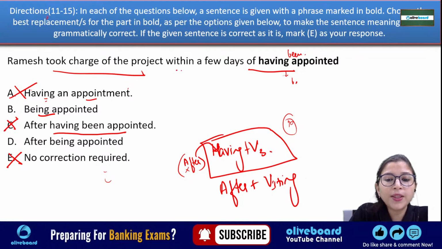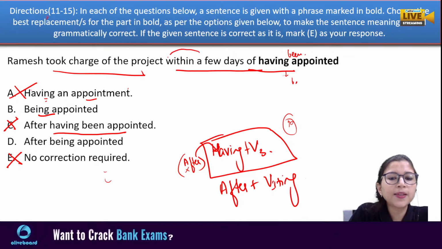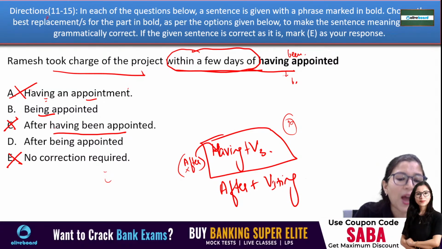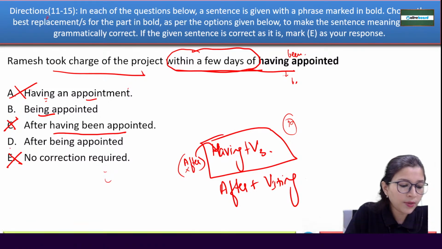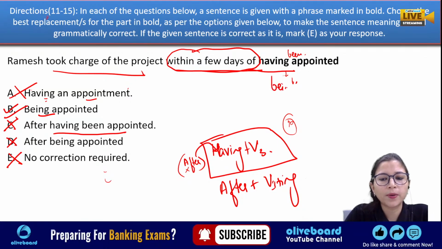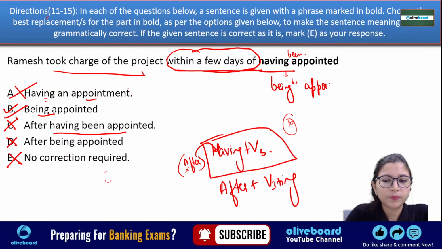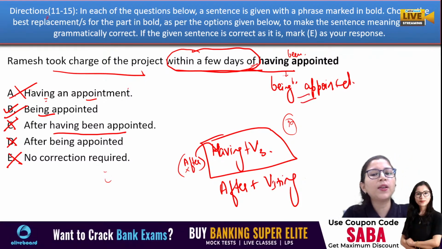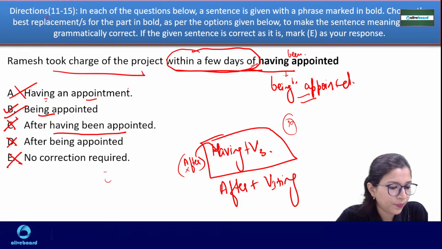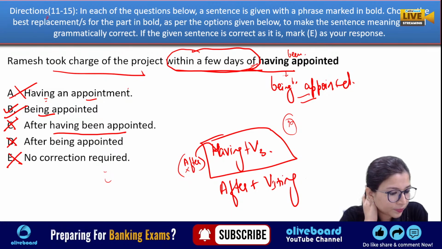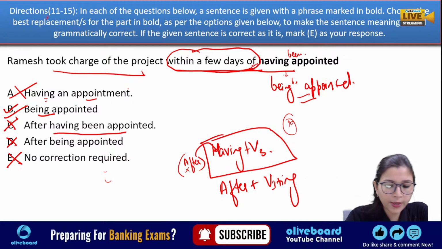Now the question is within a few days of. So already it is given कि a few days of is already given. So can we use within a few days of after being appointed? No. So it is incorrect. D. It will be B within a few days of being appointed. Clear everyone? Yes, of is already given. So simple, it will be within a few days of being appointed because of is already given. So the correct answer is B. Clear everyone? Next question.